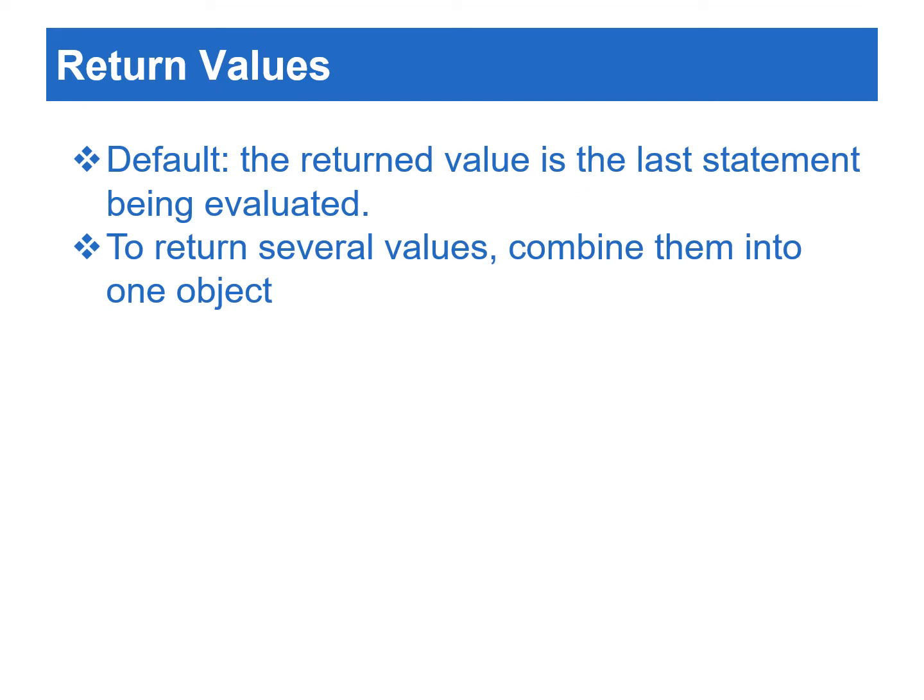By default, the returned value from a function is the final expression, or the result that is evaluated from the function. If we want to return several values, we need to combine them into one object. Most of the time, a list object is used to store all the returned values. The advantage of using a list is that we can combine different data types into a list. If we combine them into a vector, the combined values need to have the same data type.